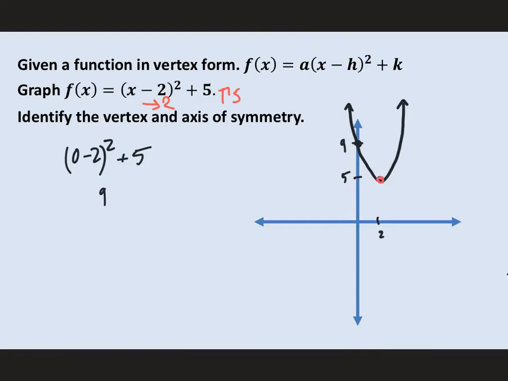So our vertex is this point right here. Your vertex is the point, in this case, (2, 5). And our axis of symmetry, you can draw it in if you want, if that helps you. You don't have to. It's this line that cuts through the vertex, and it cuts our parabola into two equal halves. So in this case, our axis of symmetry is x equals, and it's just whatever the x value of the vertex is. So the x value of our vertex right here is 2.